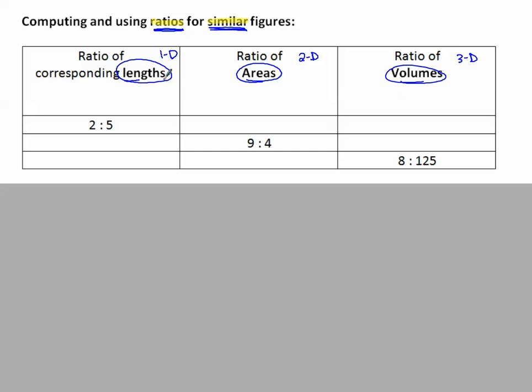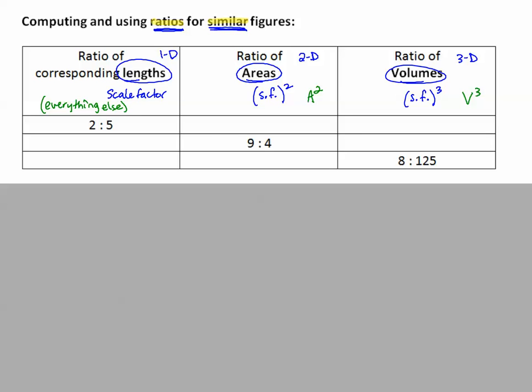So the corresponding lengths, that's the same as our scale factor. The ratio of the areas, that's just our scale factor squared. And the volumes is our scale factor cubed. If it says area, we square it. If it says volume, we cube it. And basically, if it says anything else, meaning not area and not volume, then it's just the scale factor. So area gets squared, volume gets cubed, everything else is the same as the scale factor.